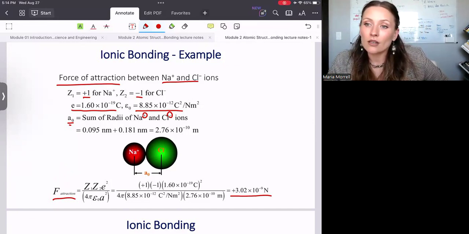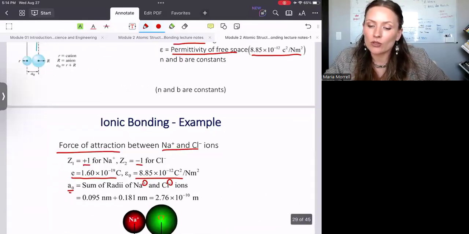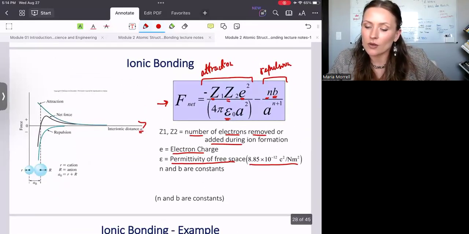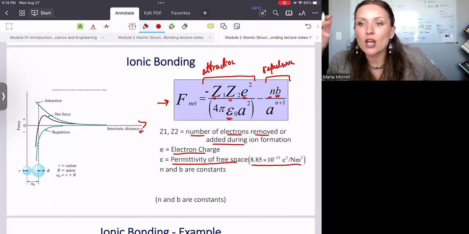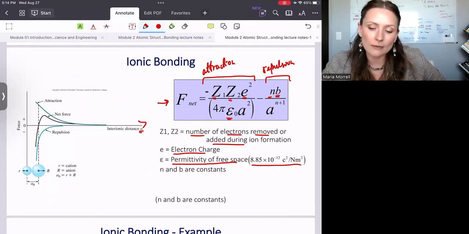Some of you may be wondering, well, what if I'm asked to find the repulsive force where you have this B and n constants? Do not worry if I ever give you a question like that. I will always supply you with all missing values, okay?